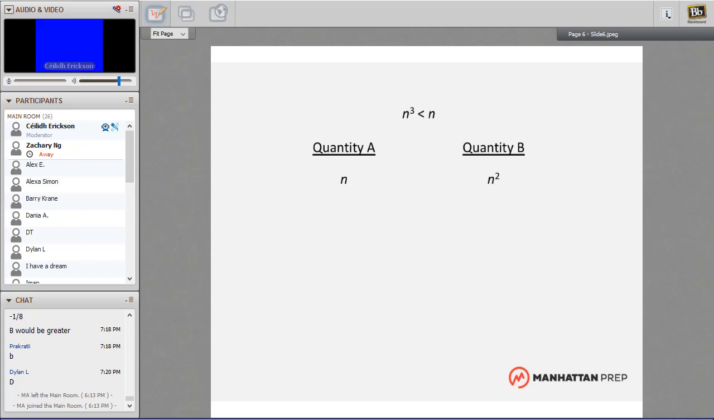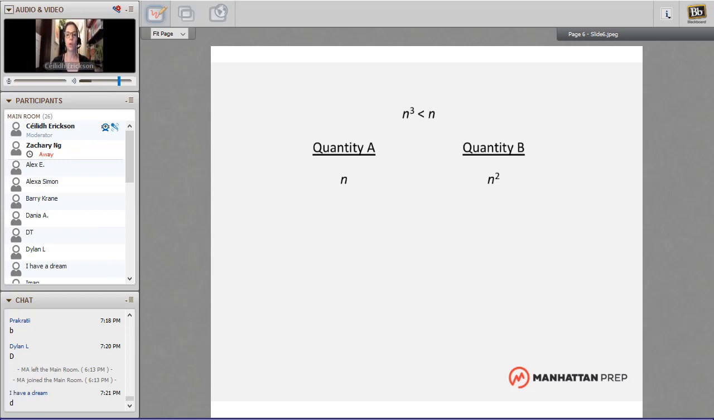All right, hopefully everyone got a chance to try this one. So one thing that you have to do with QC, you can't just jump right into quantity A and quantity B right away. The first thing that you have to do is unpack or simplify the upfront information.